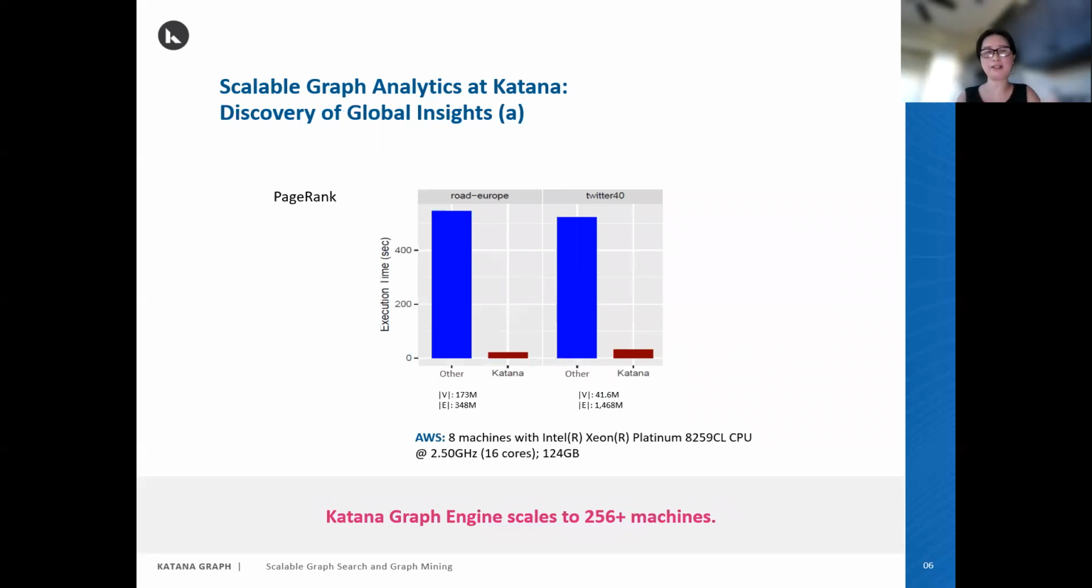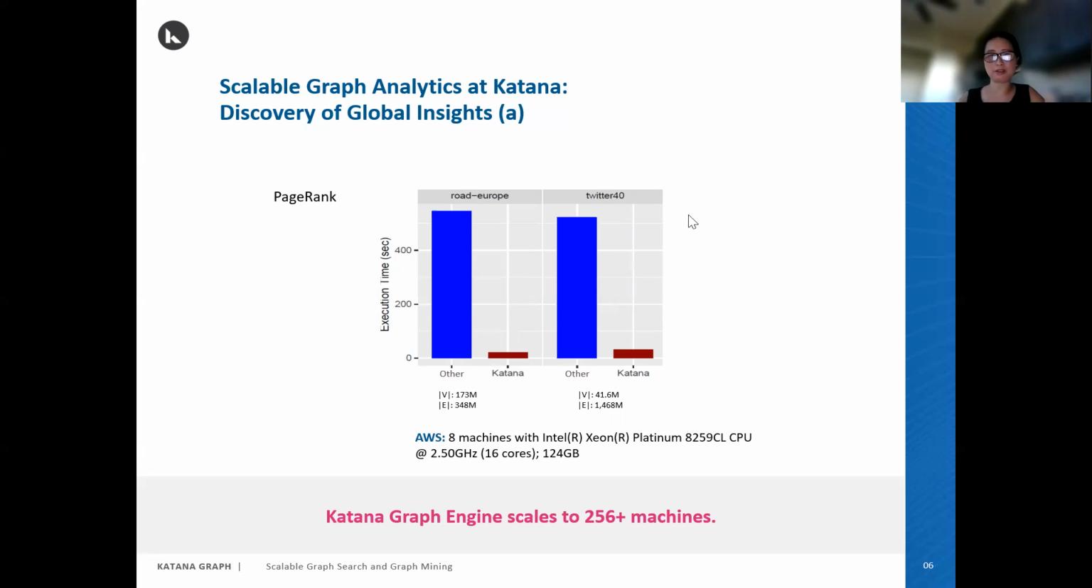And for graph analytics, at Katana Graph we also provide a scalable solution to identify global insights. For instance, PageRank. PageRank is a very important algorithm in graph mining, and it has been implemented by many vendors. Here we show the Katana Graph solution against others on the road traffic network in Europe, which has 173 million nodes and 350 million edges. You can see Katana scales really well compared to the baseline method.